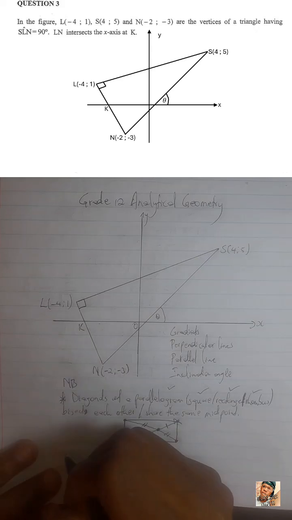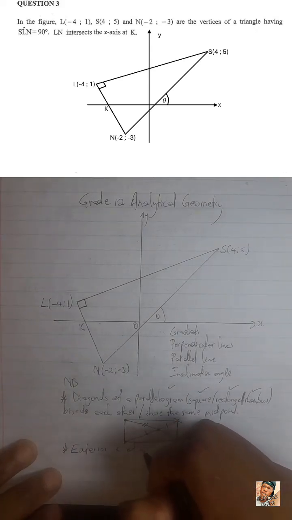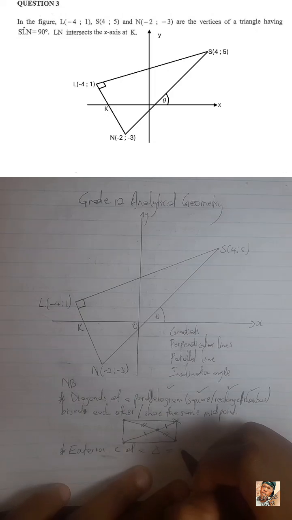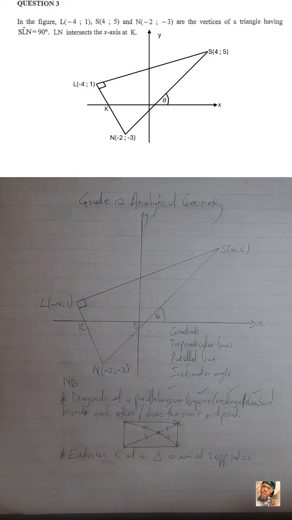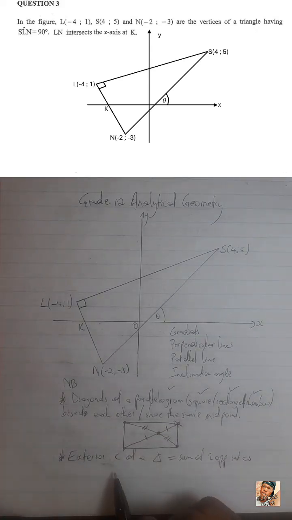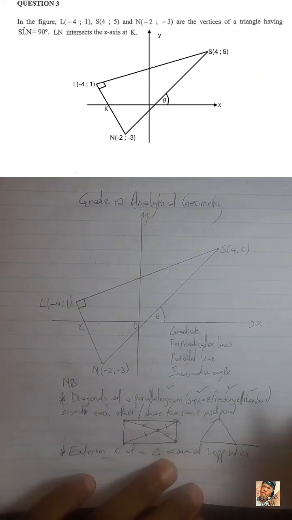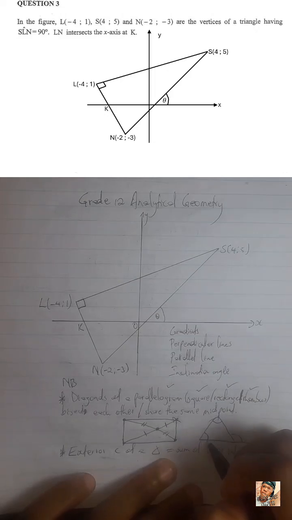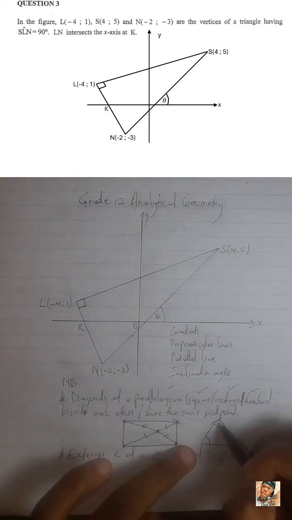And then the other one is the exterior angle of a triangle. The exterior angle of a triangle is equal to the sum of the two opposite interior angles. We actually learned this in grade 9. So if maybe we have a triangle, let me actually draw it here, and we have an exterior angle like this. This exterior angle that you see here is equal to the sum of this angle and that angle, not the one that is adjacent to it, only these two. So this angle is equal to that angle plus this angle.